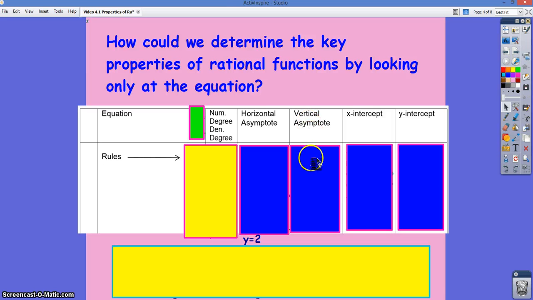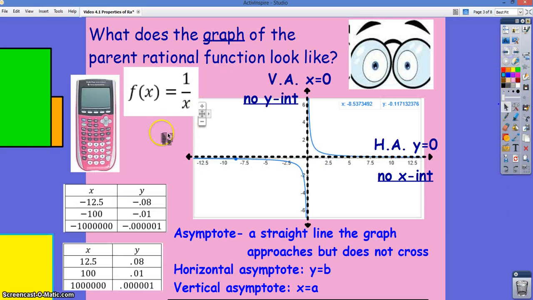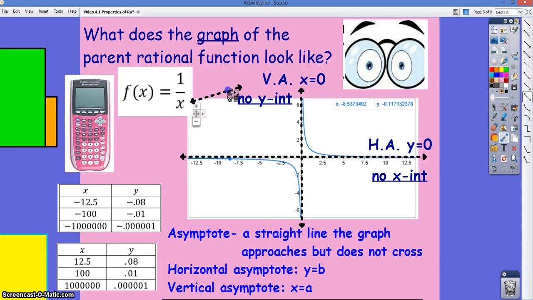To find the vertical asymptote, the rule is that we are going to set the denominator equal to 0, and we're going to solve for x. Remember, a vertical asymptote is the equation of a straight line, which means that we're going to write this equation as x equals and then whatever the number is. Recall, for f of x equals 1 over x, our parent rational function, if we set the denominator equal to 0, that's how we figured out what our vertical asymptote was. But at that time, we were just using the graph.